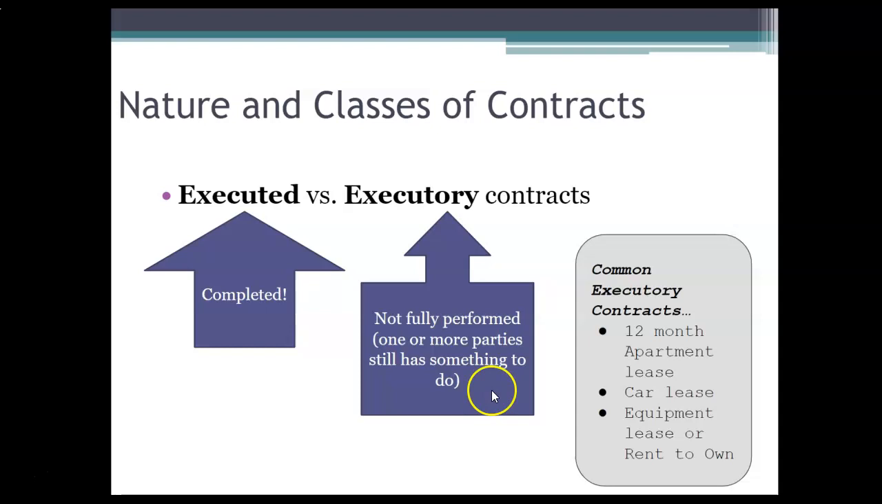There are some contracts that are often executory. So like if you take out a loan to buy something, the process of time it takes you to pay that back, that's executory. If you have a 12-month apartment lease, well, you're going to pay every month. So until you've paid all 12 months, you're under a lease, and that lease is an executory contract. Until the 12 months are up, you've not fully executed that contract. So that's those classes of contracts.